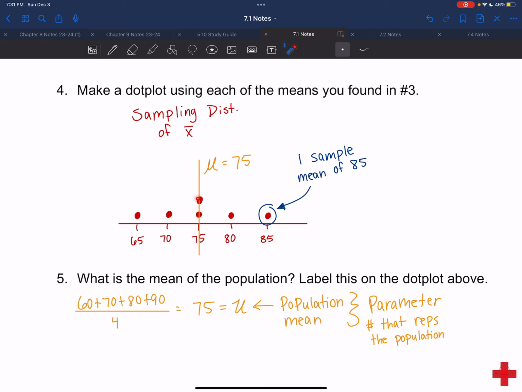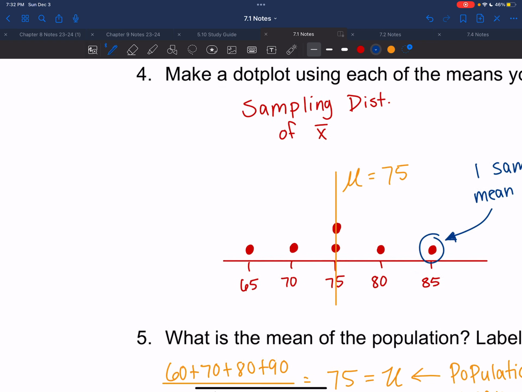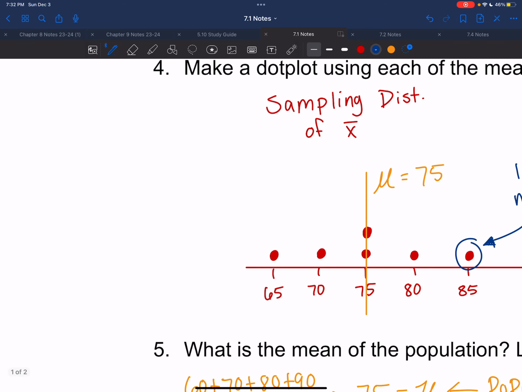We estimated based on the graph it would be 75, and then when we calculated the population mean, it actually was 75. So what that means is that this sampling distribution is unbiased. It is a good unbiased estimator of the population. So there are 2 different types of sampling distributions: biased and unbiased.